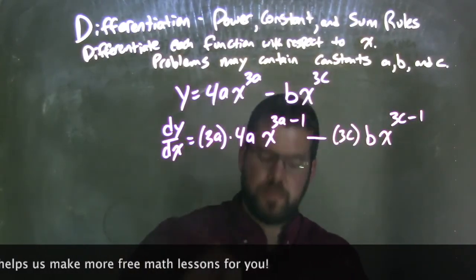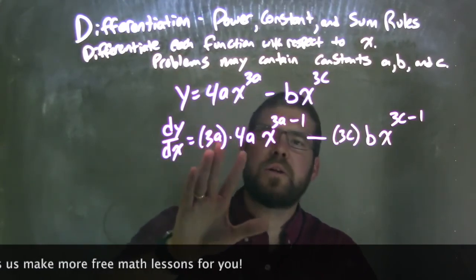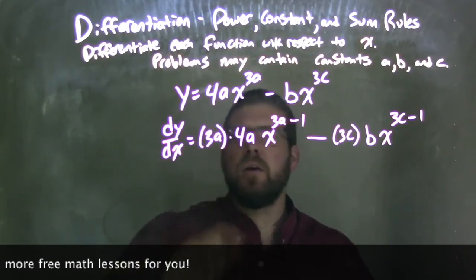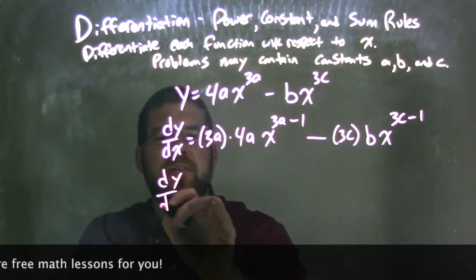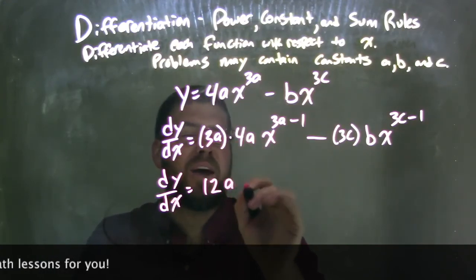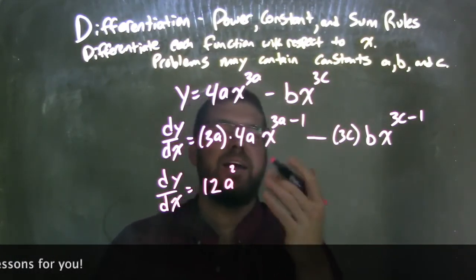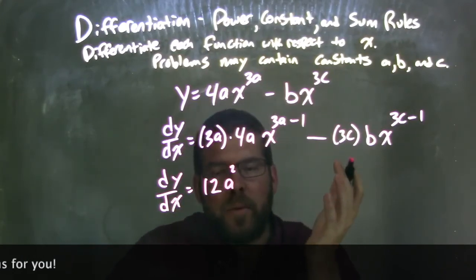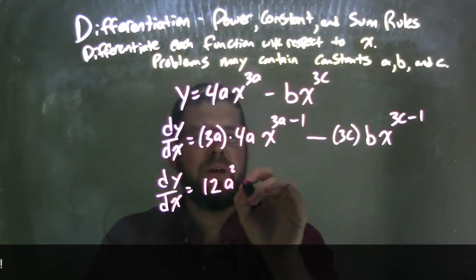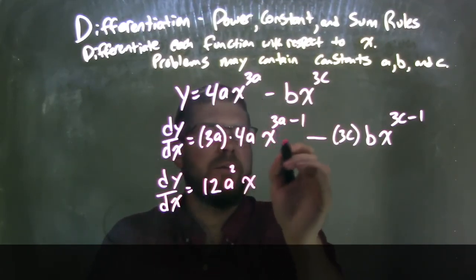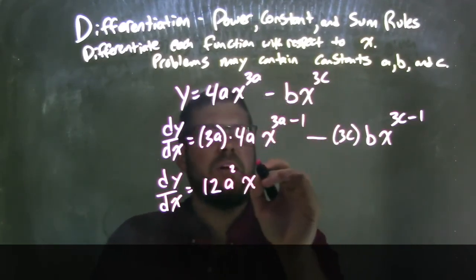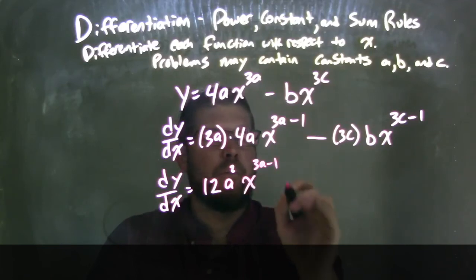So now I want to simplify this. Well, I know I can multiply my numbers out across. So my dy/dx here: 3 times 4 is my 12. And a times a, I don't know what a is, but I know it's a squared. A times a is a squared. We have our x here. Now 3a minus 1, we don't really know what a is, we don't know what that number is going to come out to be, so we leave the exponent to just be 3a minus 1.